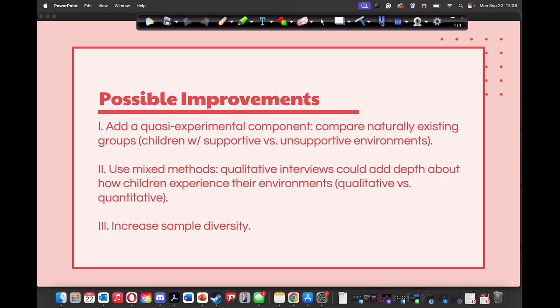And increase sample diversity. I know on one hand, I kind of said that the sample that they did have was good, but at the same time, I do personally believe that if they had incorporated adolescents of various ages, not just 9 to 11, they might have had different findings, or they may have come to a different conclusion.